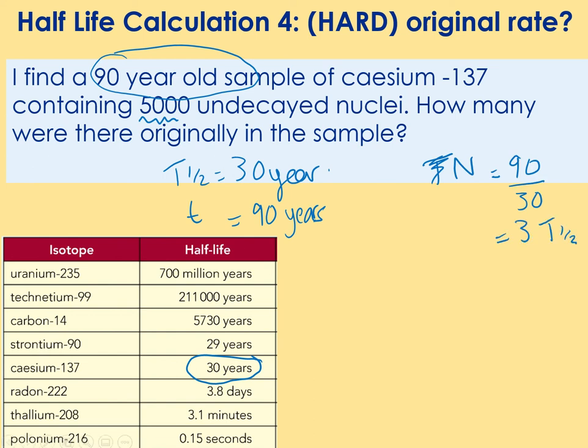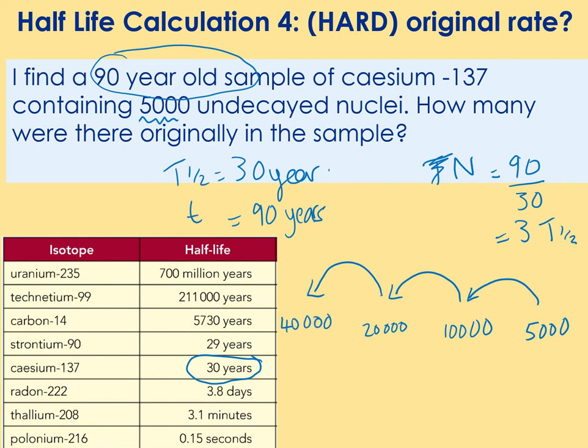The difference with this question is, instead of us looking at a point in the future, we're looking at a point in the past. So if you go back this time we're going backwards, and we know that currently there are 5,000 undecayed nuclei. So one half-life ago there must have been twice that many, so 10,000. 2 half-lives ago we can double it, it would be 20,000, and 3 half-lives ago there would be 40,000. So originally there must have been 40,000 nuclei.